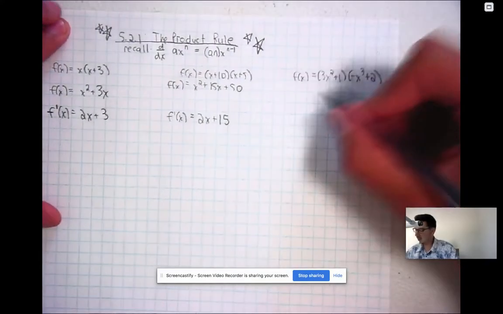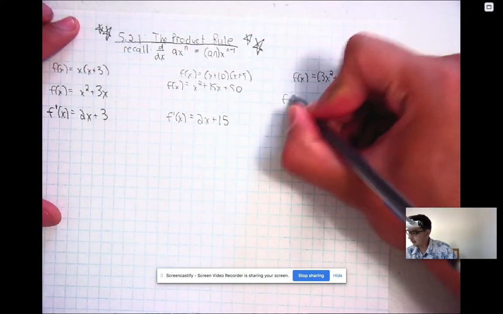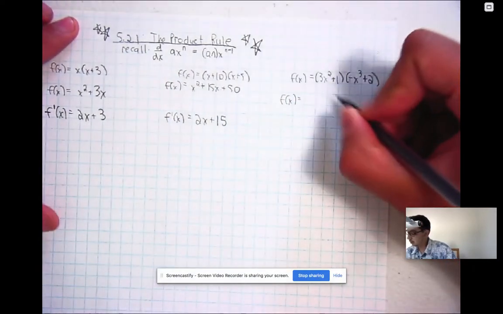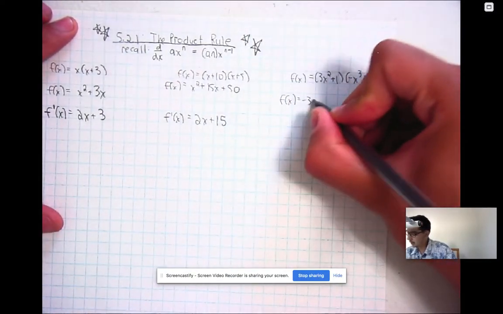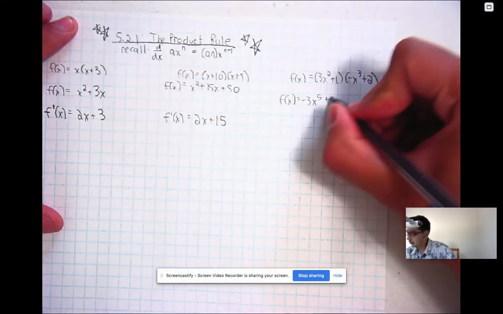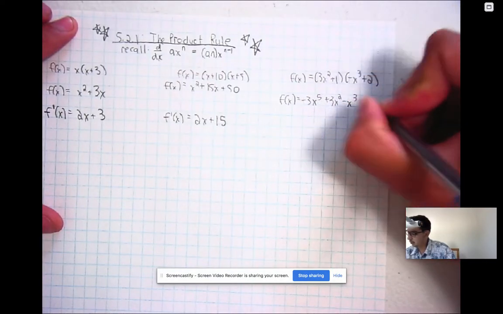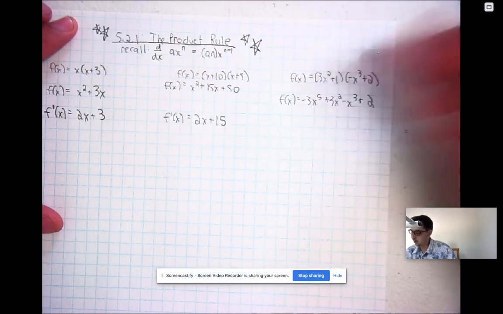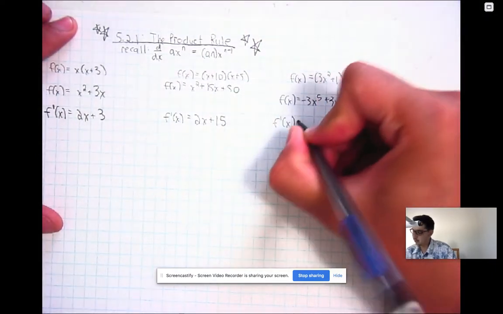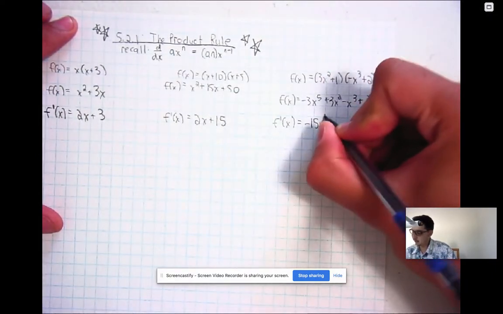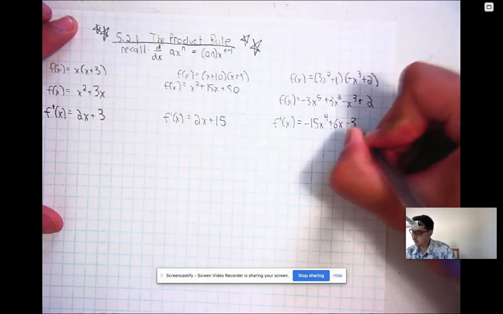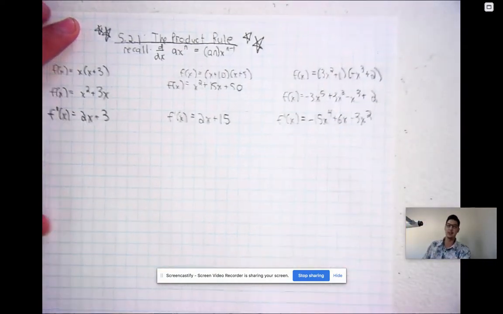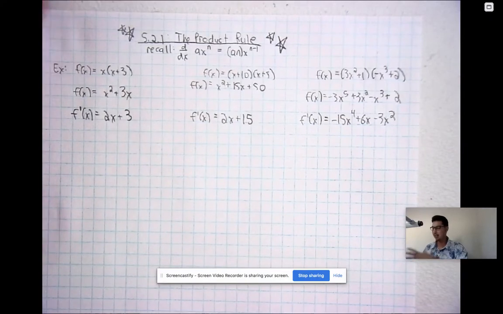And then this one here, we'd have to multiply that one out and get f of x equals, this one's a little bit more tricky, so that's going to be negative 3x to the 5th plus 3x squared minus x to the 3rd plus 2, and the derivative of that function would be negative 15x to the 4th plus 6x minus 3x squared. And there you go. And that's great, but is there an easier way? Yeah, there actually is. And this is going to be the product rule here.